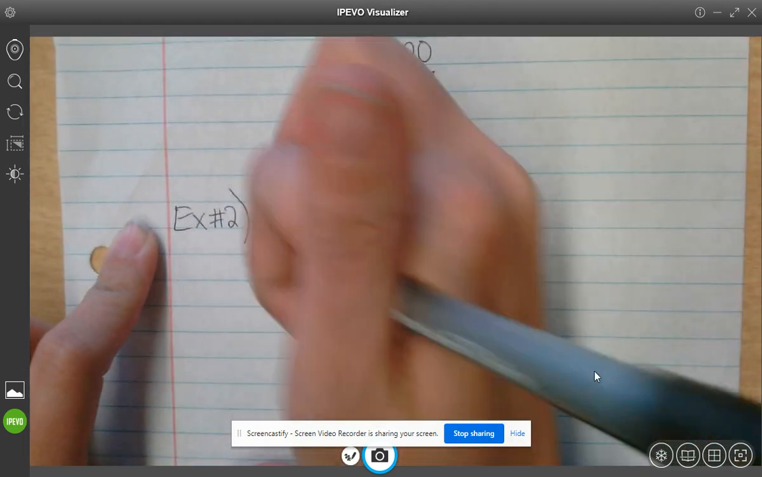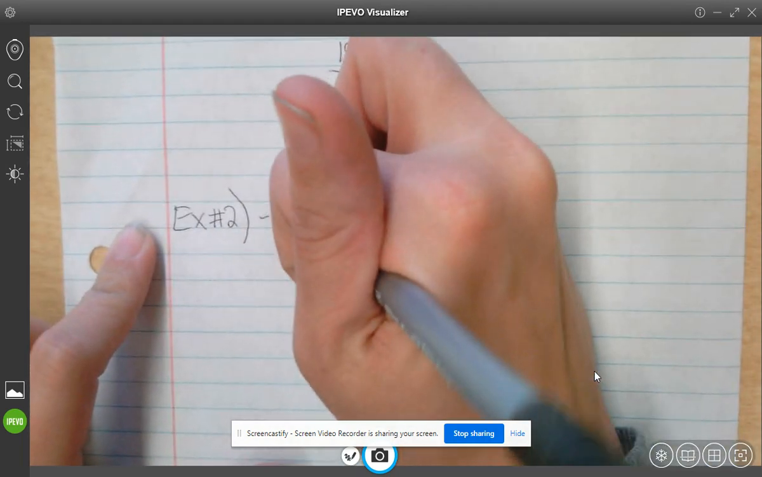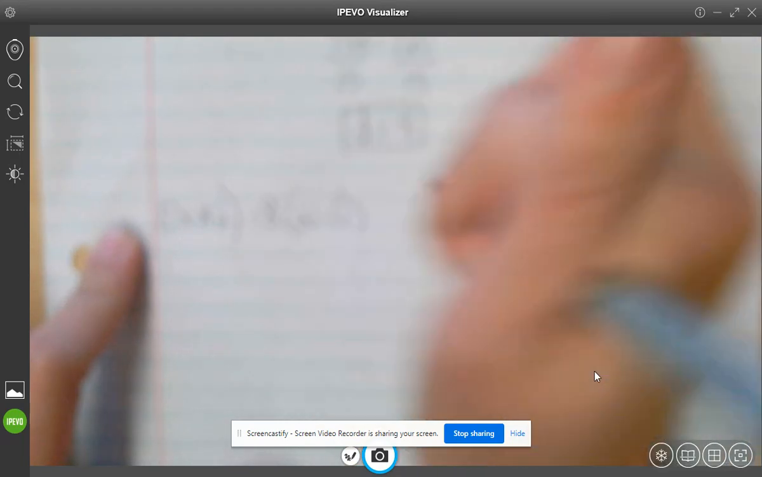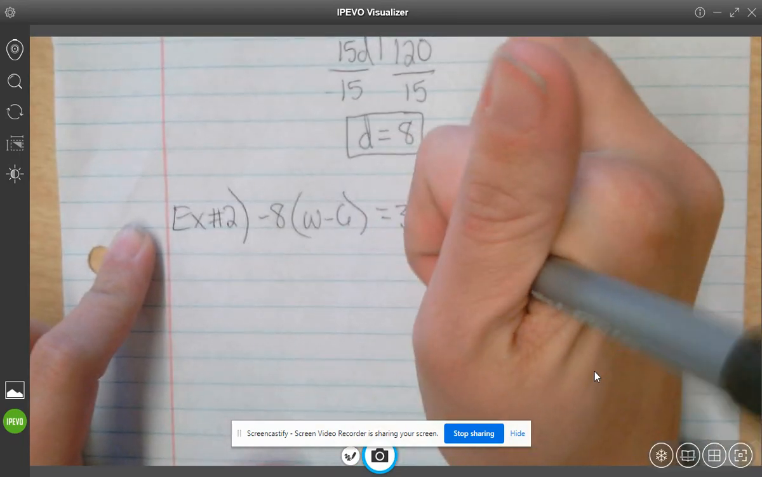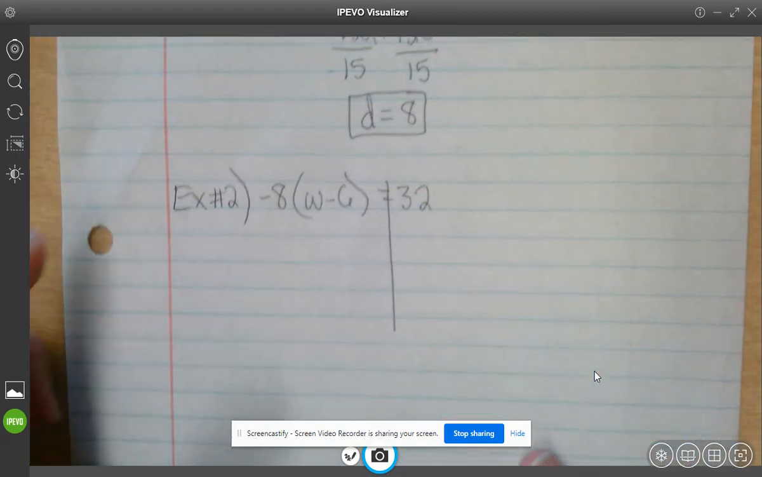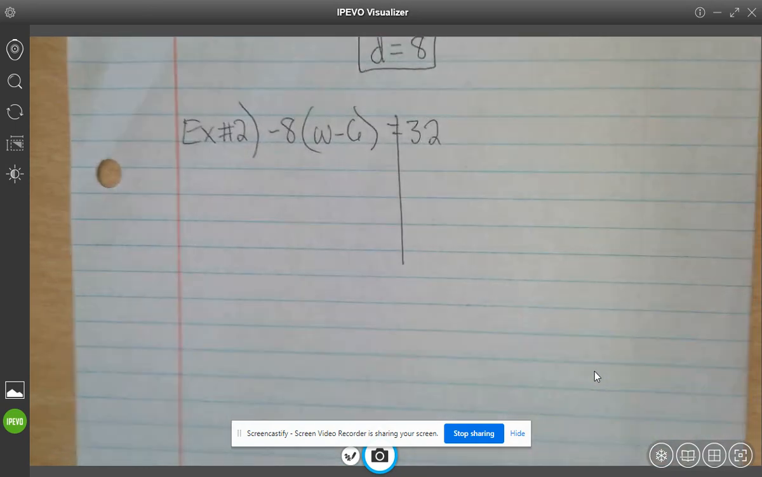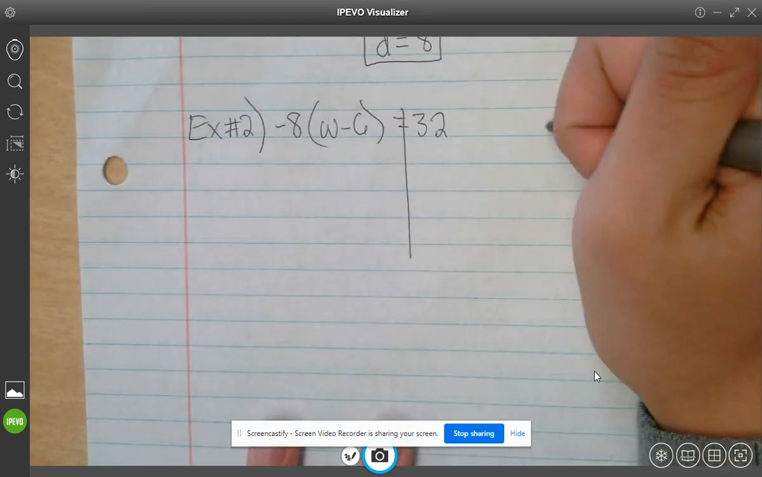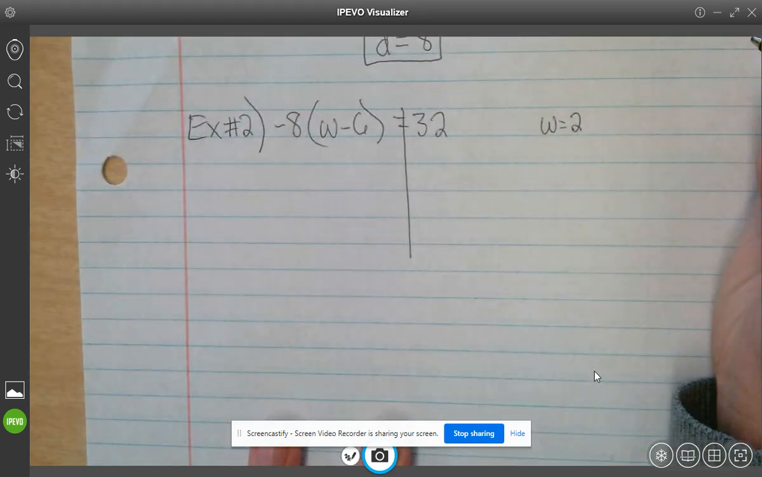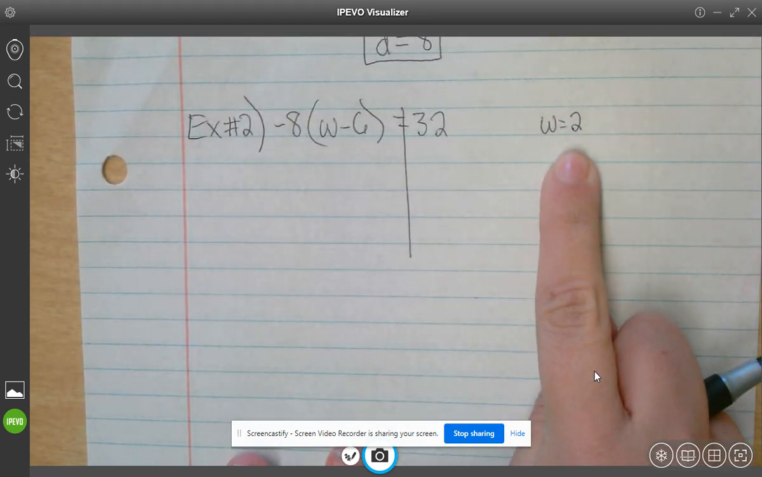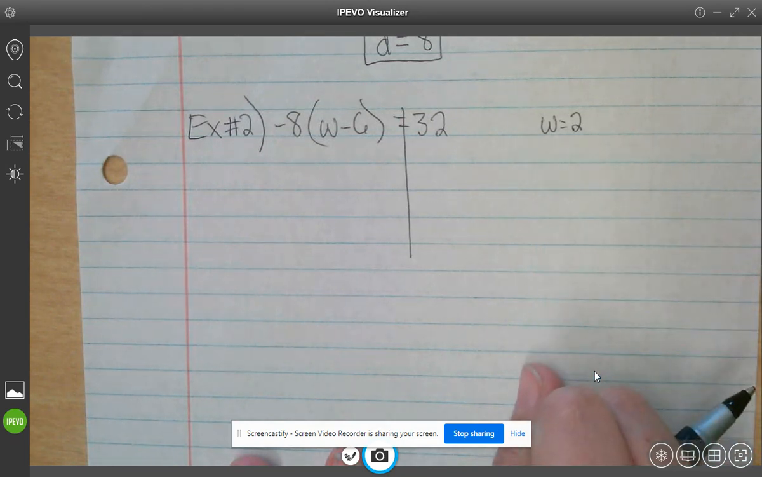Same type of process, -8 times (W minus 6) equals 32. Okay, I want you to pause this. I want you to try this yourself. So really, pause this. Okay, your answer should be W equals 2. If you did not get that answer, watch. If you did, you can skip ahead till you see me writing example 3.